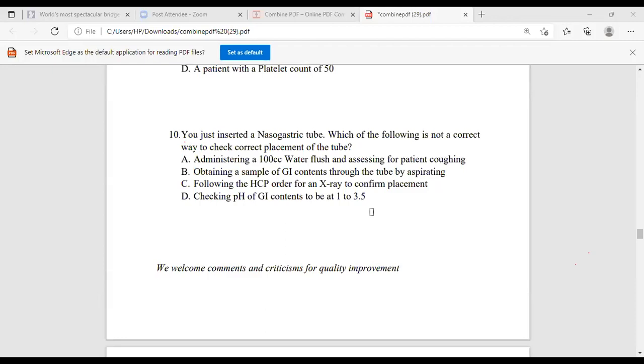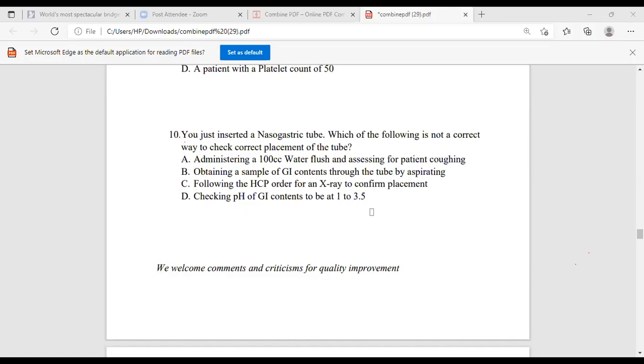Question interpretation first. This question is telling us that you should select the negative answer, meaning the other options are the right way to check the placement of the tube. The one that is not the right way is the answer we want to sort out. Question interpretation is very, very important.